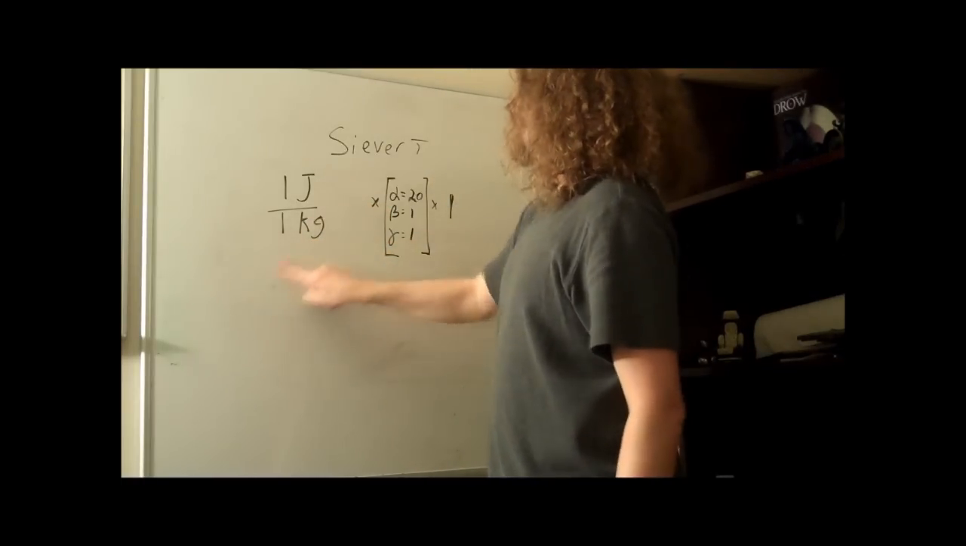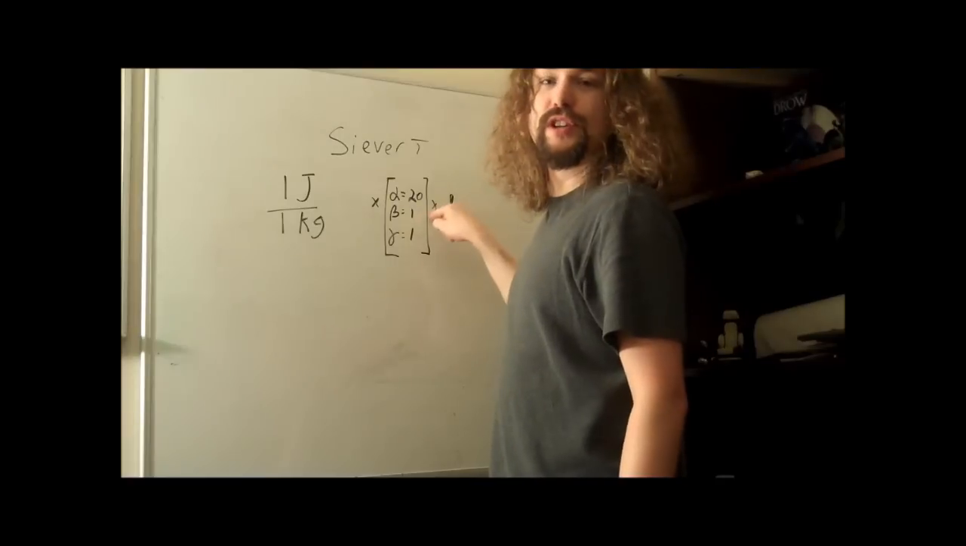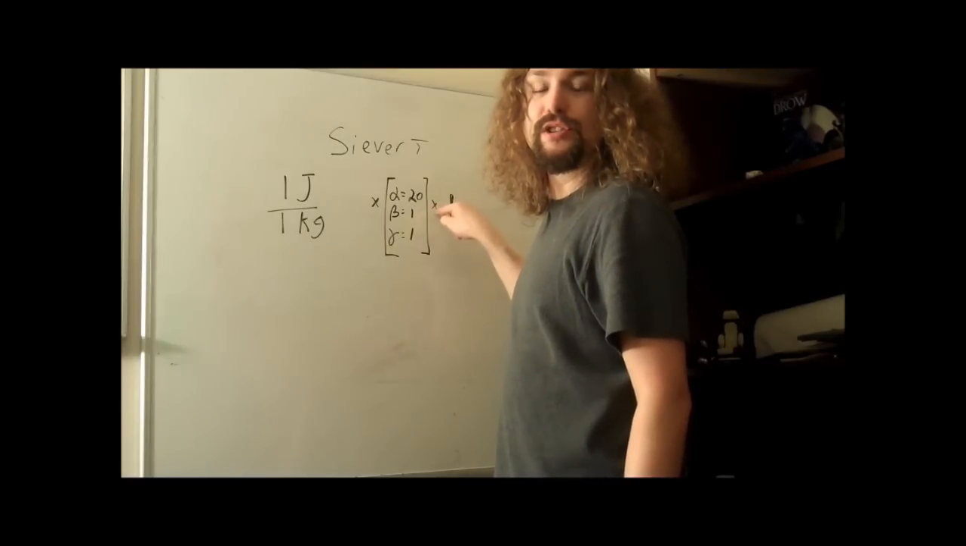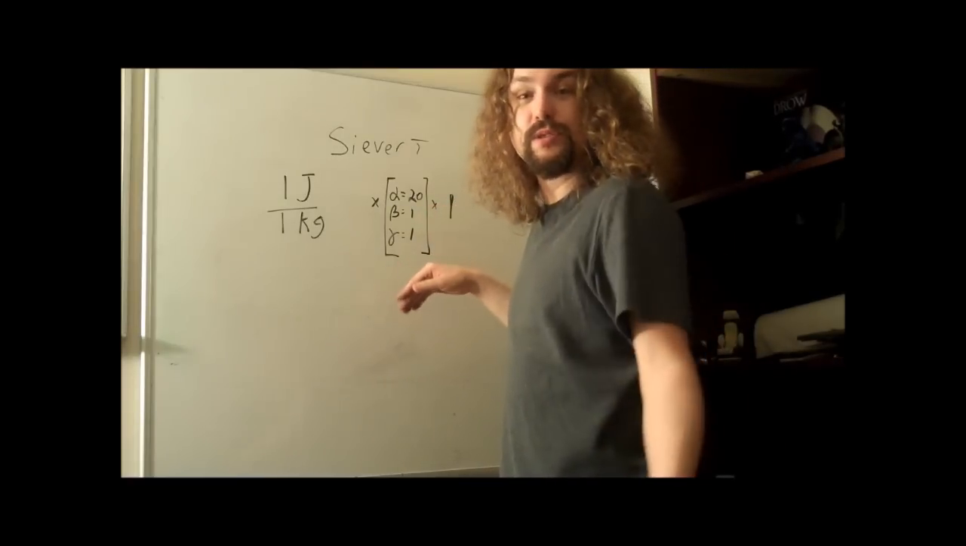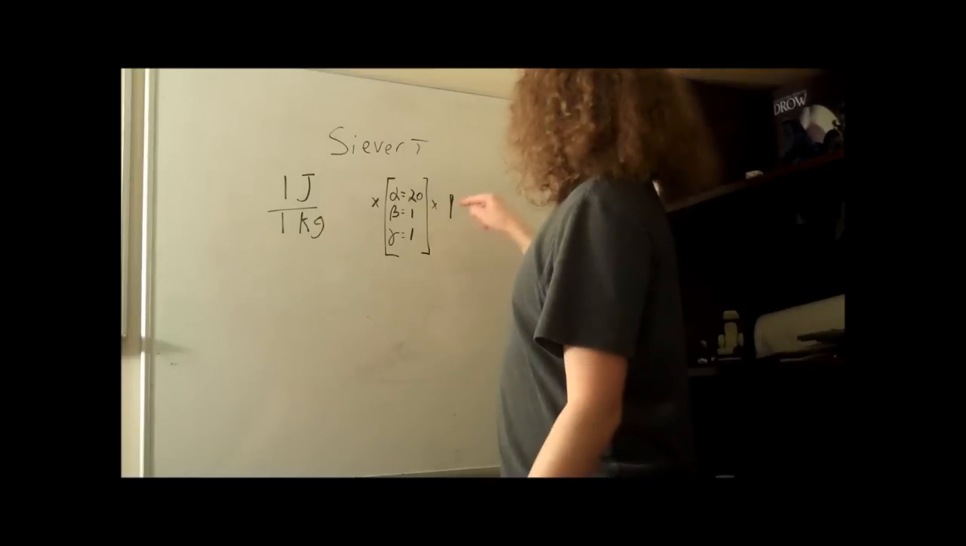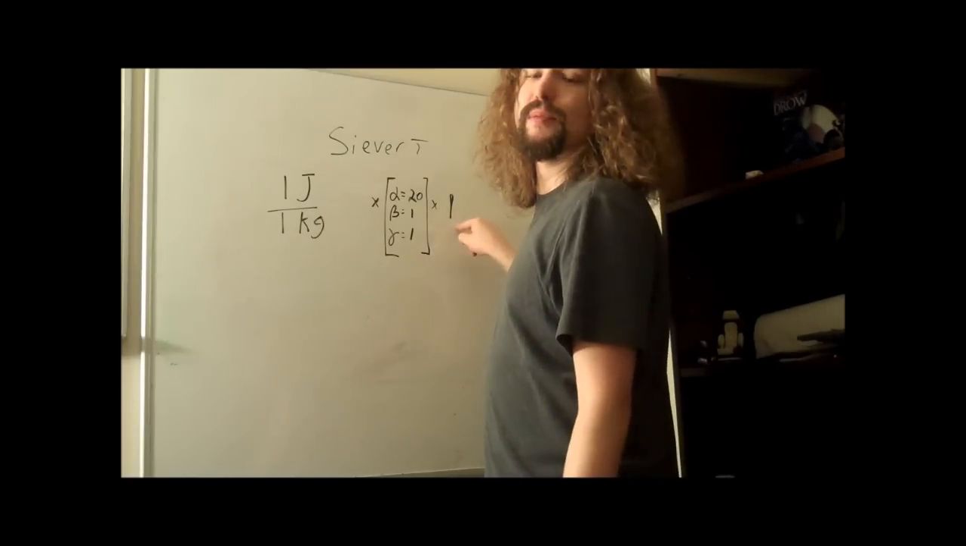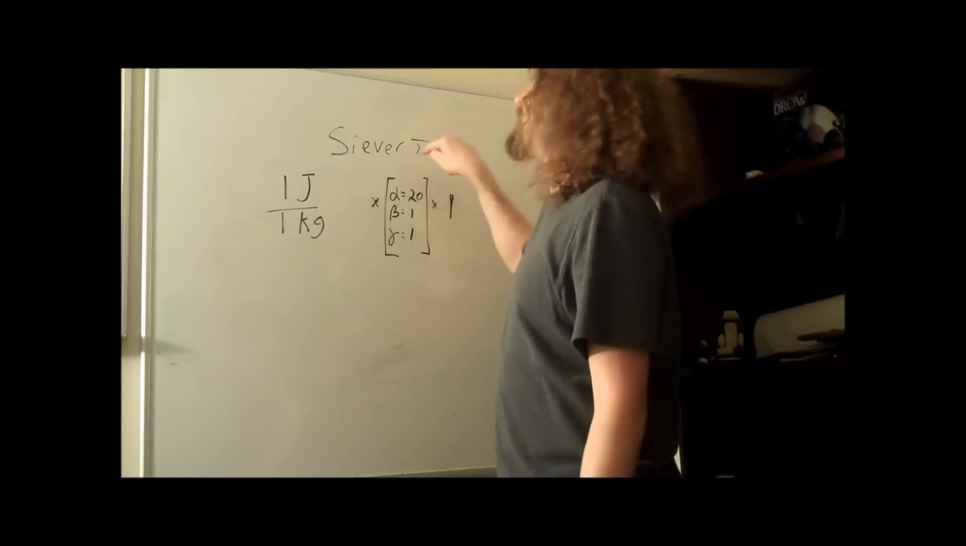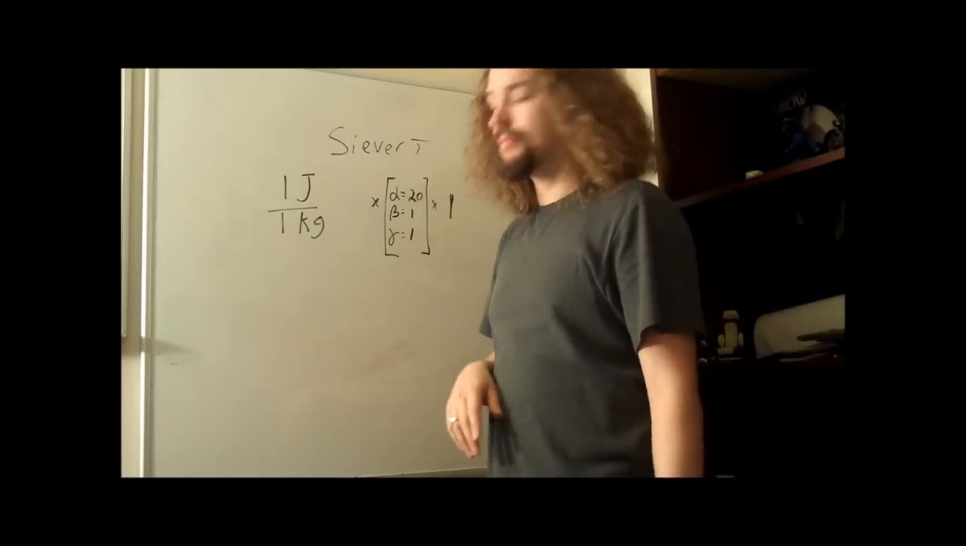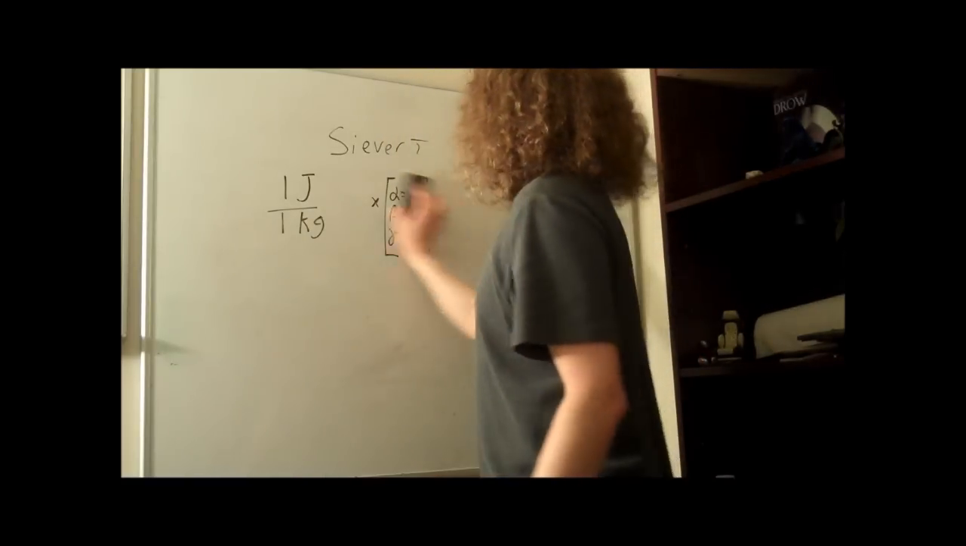grays times this little coefficient right here, which tells you how deadly the radiation is. Neutrons and things have their own as well, I'm just not putting them up. And this little one here, which tells you what part of the body is being hit, which is going to be a 1 for a full body, equals a sievert. Alright? Hopefully that's not too complicated.